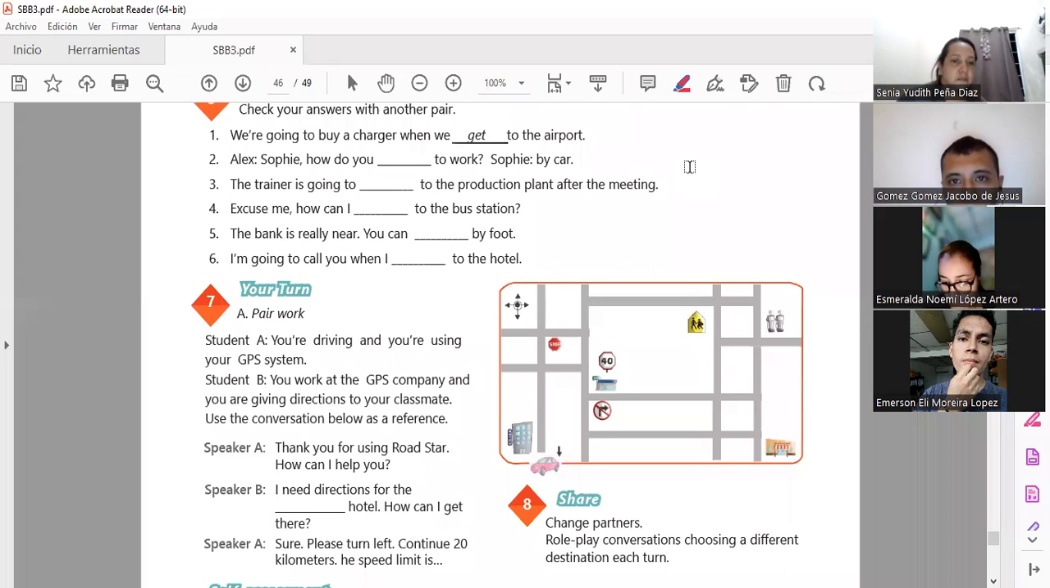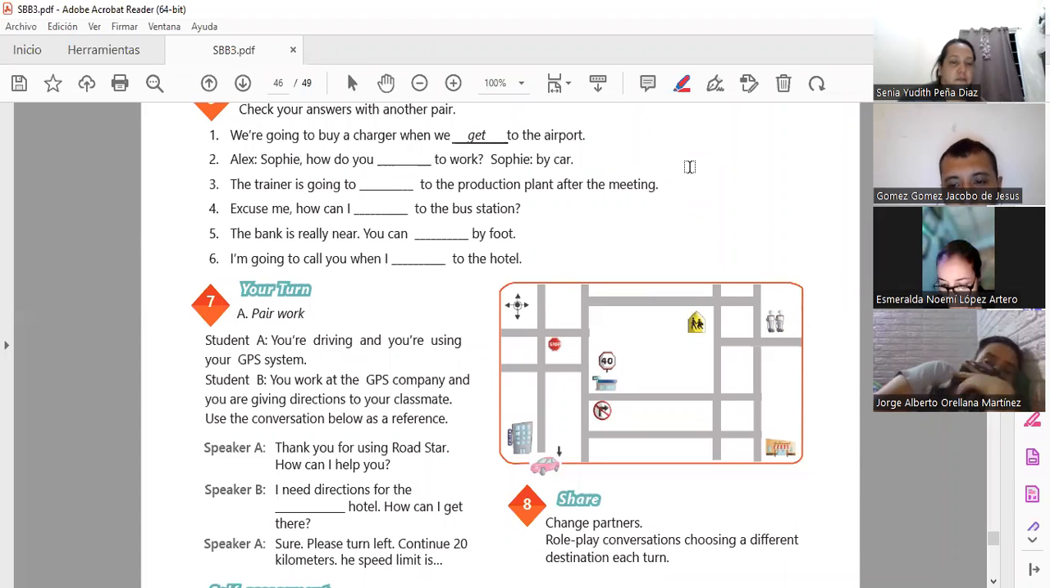The trainer is going to get to the production plant after the meeting. Very good. Number four. Excuse me, how can I get to the bus station? Excuse me. How can I get to the bus station? Yes. ¿Cómo puedo llegar? Le está diciendo, how can I get, a la parada de autobuses. How can I get to the bus station?